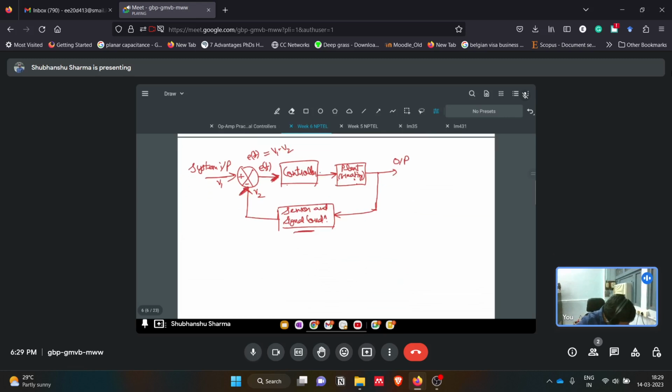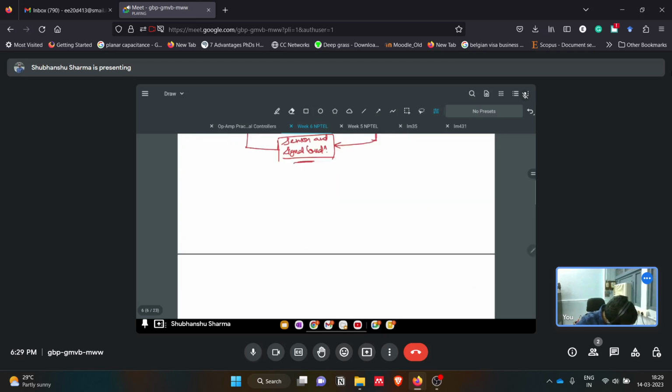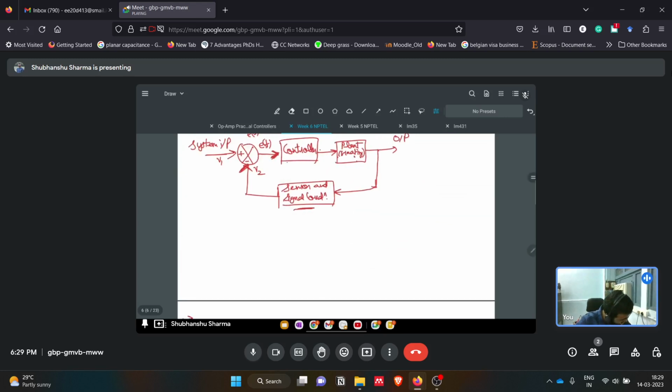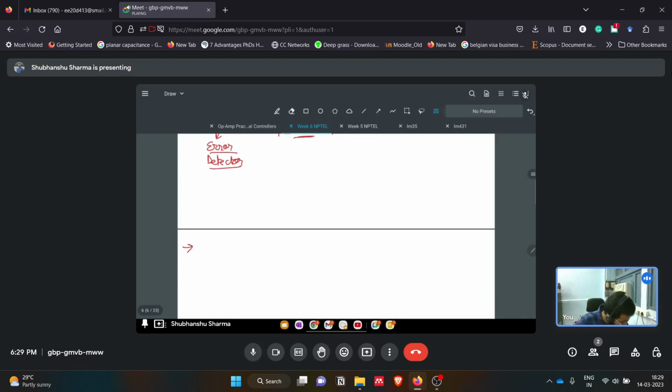So we'll see the implementation of an error detector. The error detector is basically this block. So we'll see the implementation of the error detector.